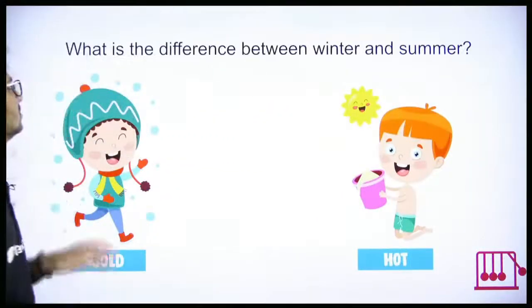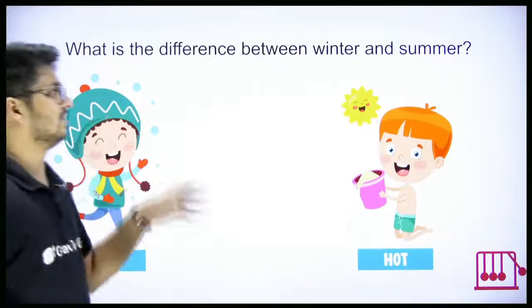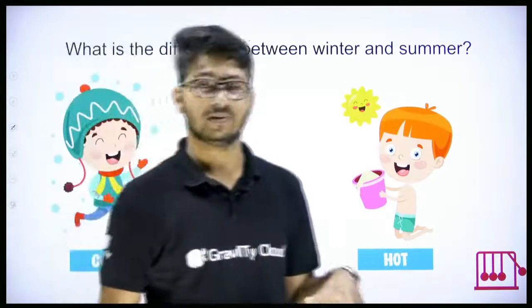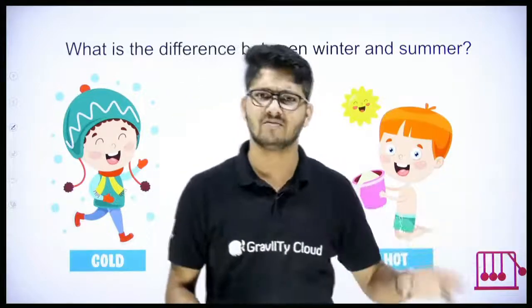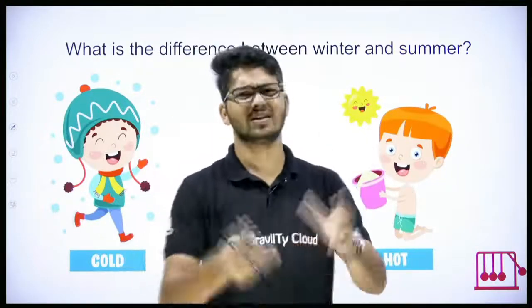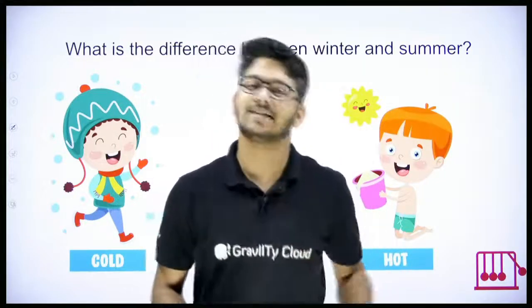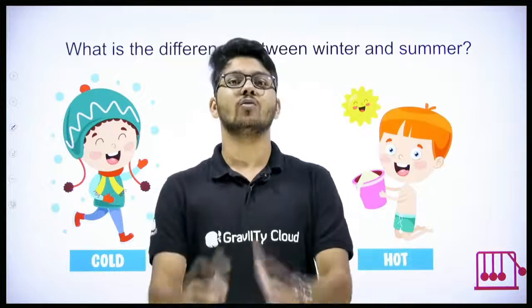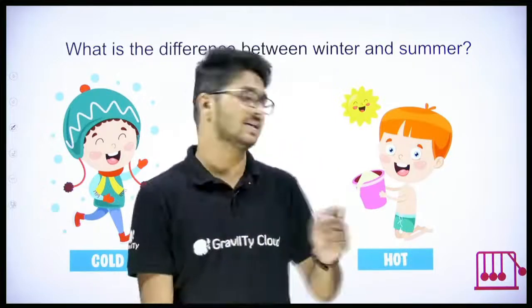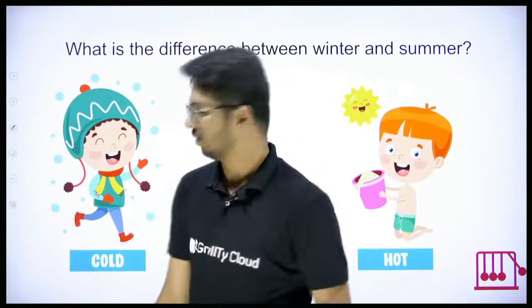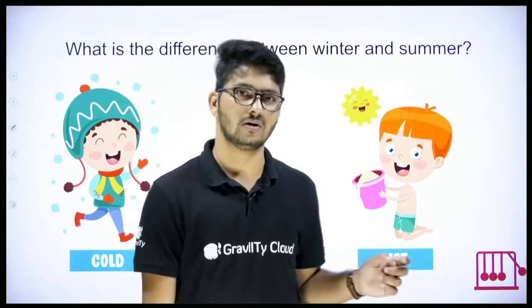So here, look at this. If I ask you, what is the difference between winter and summer? There are many differences. Summer comes around March, April, winter comes around November, December, like many differences, right? I just gave you an example. But one of the basic examples is, we can say that winter is cold and summer is hot.